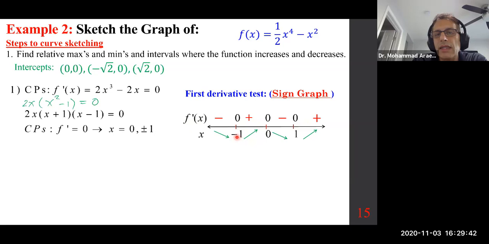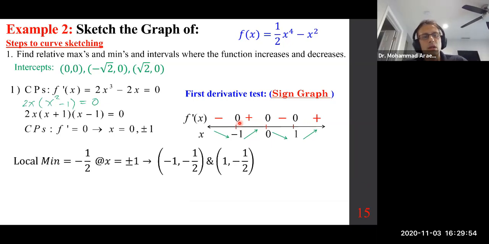So when I say local min at negative 1, you have to plug it back in to find the y coordinate. The same thing for the rest of them. So negative means decreasing, positive means increasing. So local min equals negative 1/2 at x equals plus or minus 1. Those are the pairs. How do we know that? First of all, whether you put negative 1 or 1, it makes no difference. Both of them give you the same answer because they are being raised to powers that are both even.